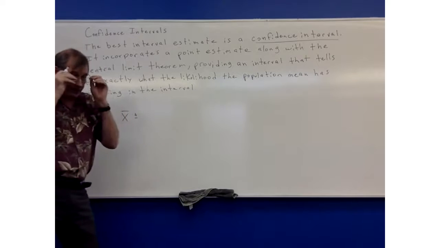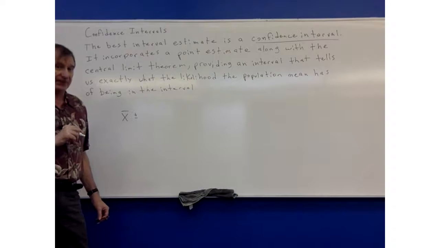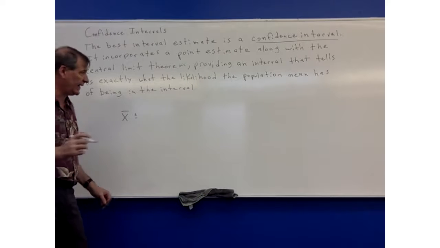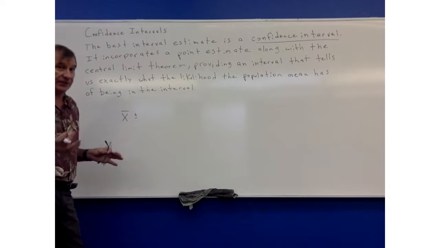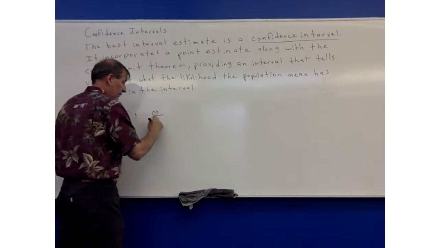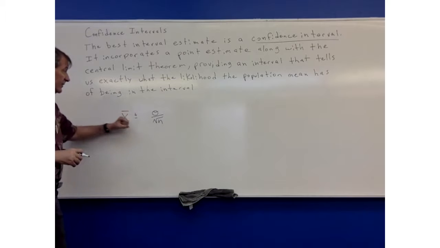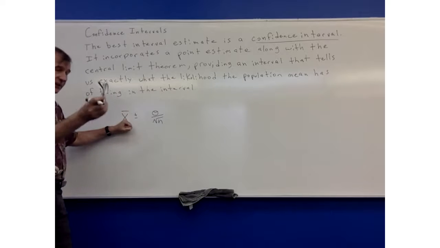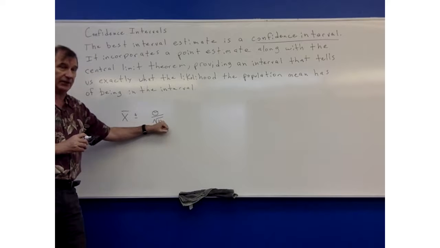Now, do you recall from the central limit theorem what one standard deviation equaled in the sampling distribution? Anybody remember that? Remember, it was related to the population standard deviation. In particular, it was sigma over the square root of n. So what I'm showing right here is the sample mean plus or minus one standard deviation.